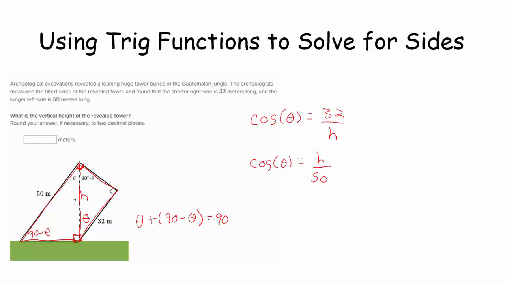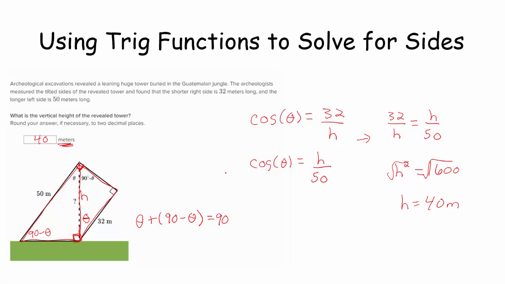Now look at what we have here. We know cosine of theta is 32 over h. We know that cosine of theta is also h over 50. Well, both of these expressions equal cosine of theta, so they must equal each other. So 32 over h must be the same as h over 50, and now that's an equation we can solve. Let's just cross multiply. We get h squared equals 32 times 50, which I believe is 1600. Square root both sides. We get that h is 40 meters. So I would go over here, type in 40. Khan Academy has been nice and already labeled in the units for me.